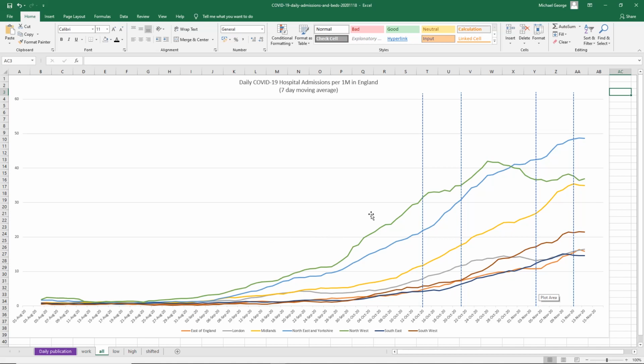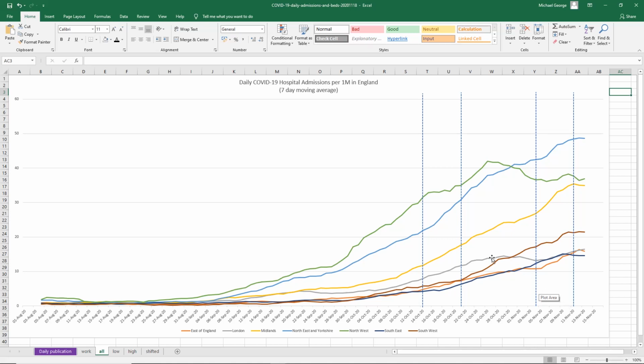So all 7 regions here are on one graph. I've put some dotted lines to indicate some dates of note for England as a whole. So 14th of October is when the tier system was introduced. Up to 7 days later, you would definitely not expect to see any change in the hospitalisations due to the tier system. I've also noted the date of the lockdown, lockdown 2, which was 4th of November. And again, I've put 7 days later where you wouldn't expect the lockdown itself to be affecting admissions during that time period.